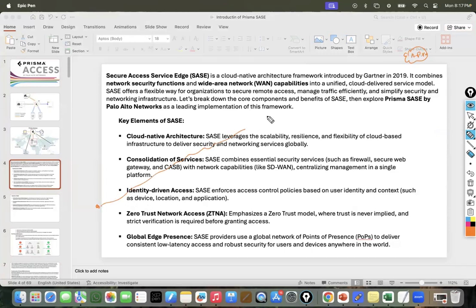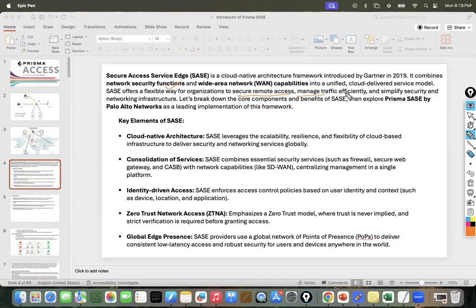Let's suppose you are here and you want to go here, and this is your application. In between, a lot of paths, a lot of clouds, and a lot of vendors are there. Still, security is maintained until the time you access the application, and integrity and confidentiality are all maintained. That's why they talk about a cloud-native architecture framework introduced by Gartner. It combines network security functions and wide area network capabilities into a unified cloud-delivered service model. SASE offers a flexible way for organizations to secure remote access. Secure remote access means you are working from anywhere, right?